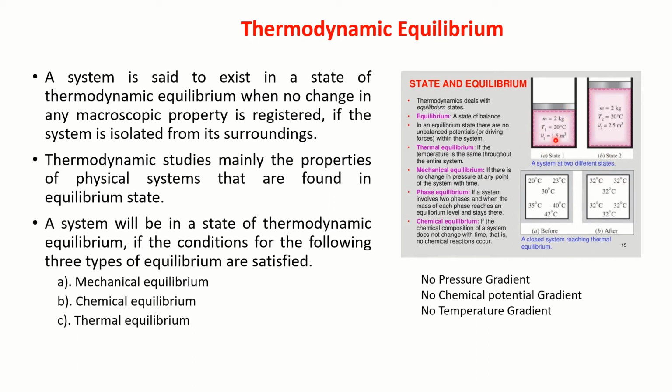Similarly, suppose I take a system and no chemical reaction occurs in it, then I say it's in chemical equilibrium. So for a system to be in thermodynamic equilibrium, it should satisfy the mechanical equilibrium condition, the chemical equilibrium condition, and the thermal equilibrium condition.